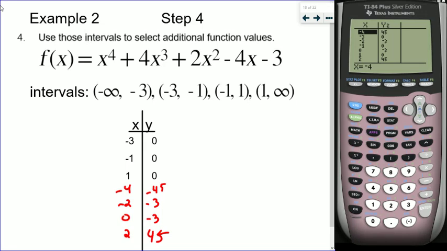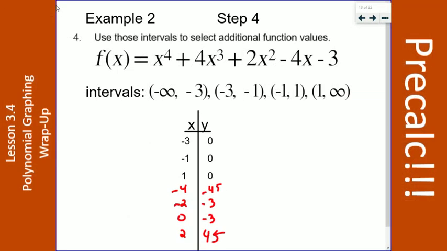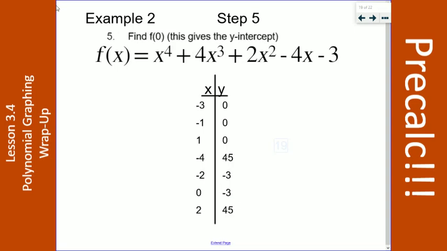So then once we have that, we can then move on to step 5. We want to find f of 0, which gives us the y-intercept if we haven't already. Luckily for us, we already have it. There's 0 right there. See it? Right there. Okay? So there's our f of 0. So we don't need to find anything else. We can skip step 5.